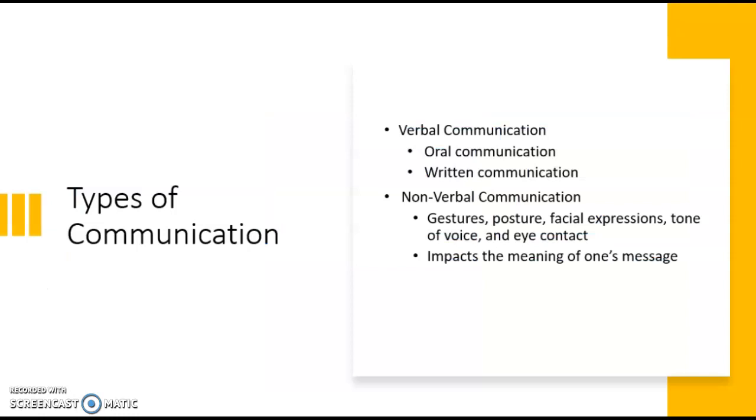So there's two basic types of communication. One is verbal, the second is written. Verbal communication includes both oral or spoken and written. And we know that written can come in many forms. It can be books, newspapers, emails, memos, just a quick note.